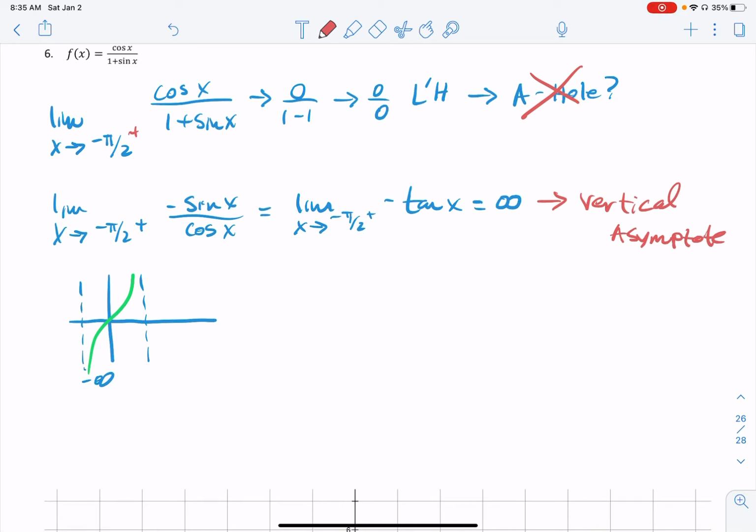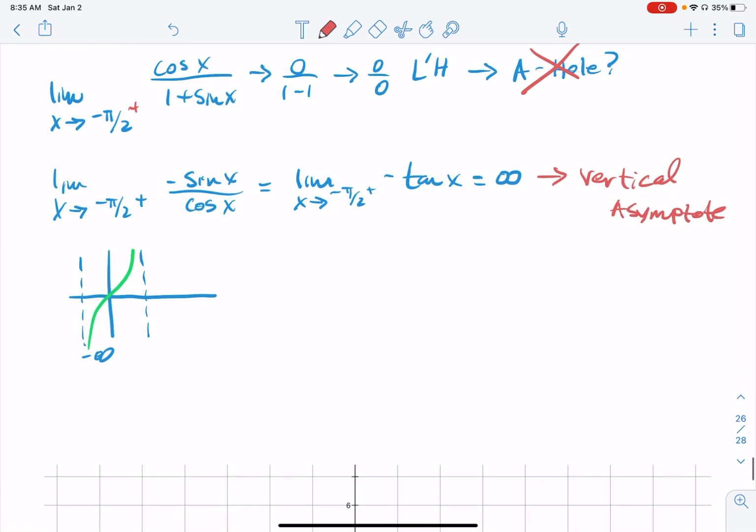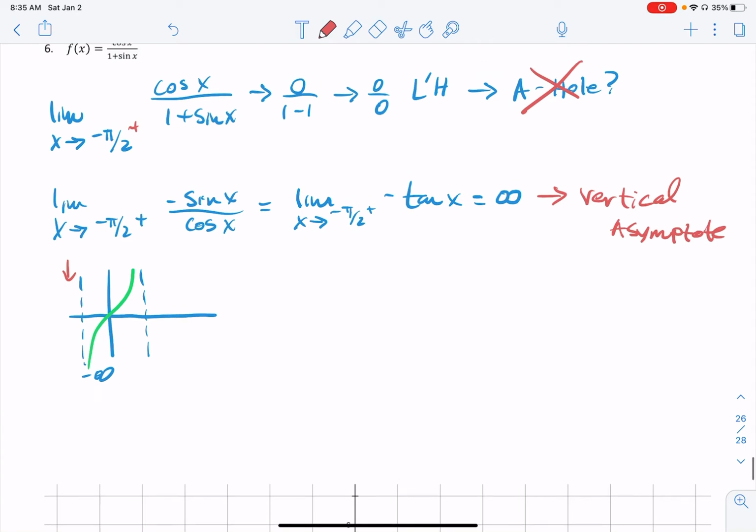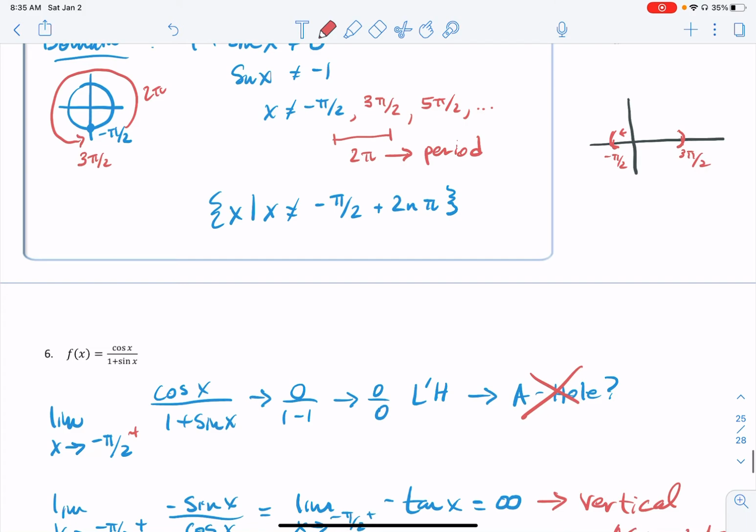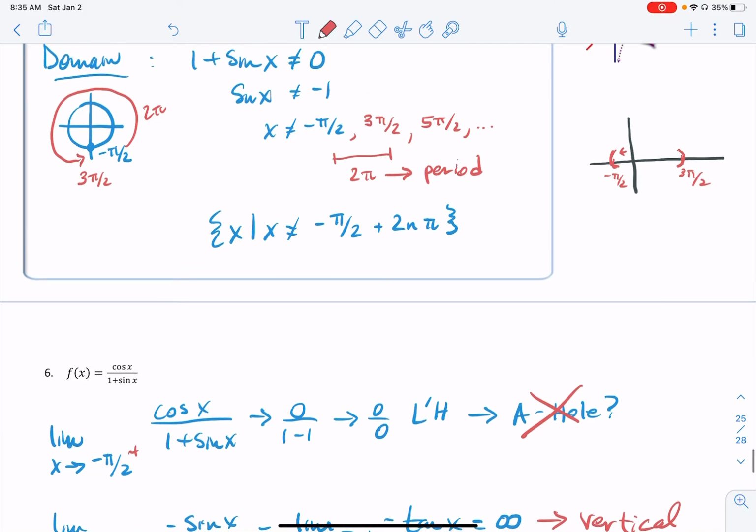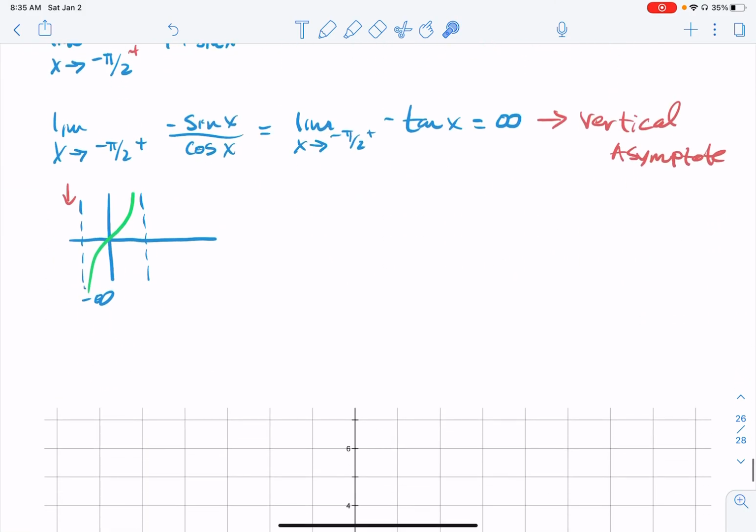All right, well, that's one side of that thing. Let's see what's happening on the other side. Let's do the one at 3 pi over 2.